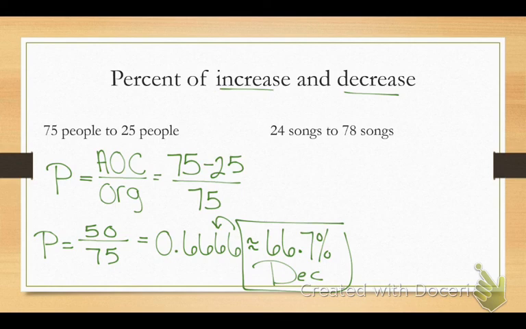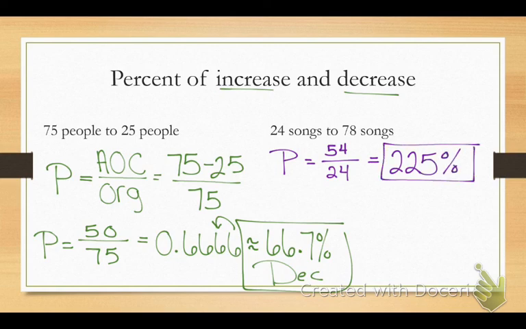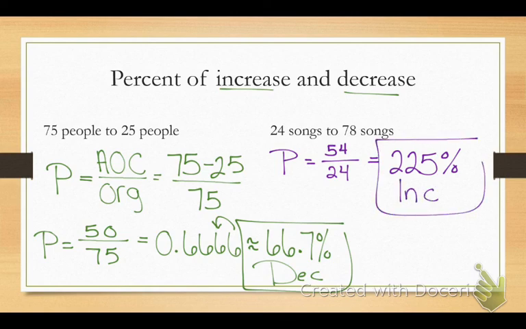Okay, now on the second one, P equals, how did I get 54? I subtracted the two numbers, okay? 54 divided by what? 24. All right, go ahead and finish this one. All right, so 54 divided by 24 gives me, oh yay, it's not repeating, 225%. It was 2.25 and then I changed it to a percent. Oh wait, I forgot. Increase or decrease? Increase. All right, very good.